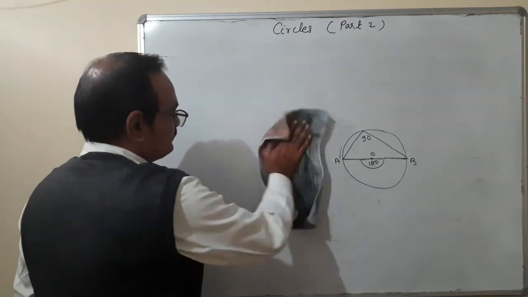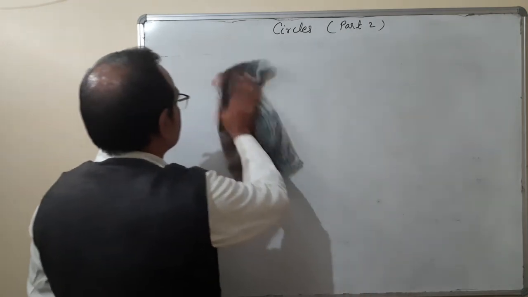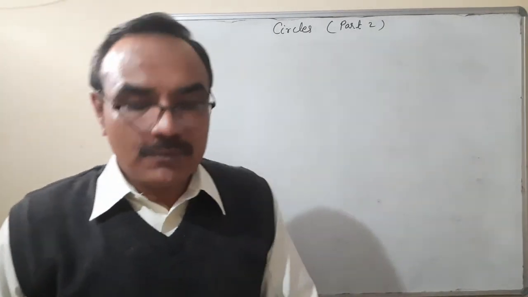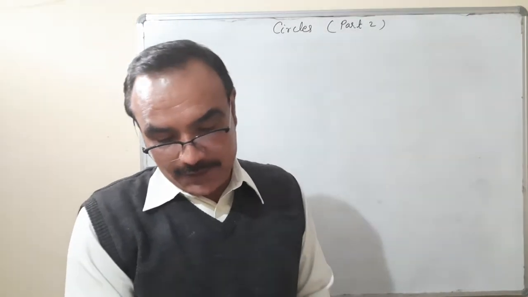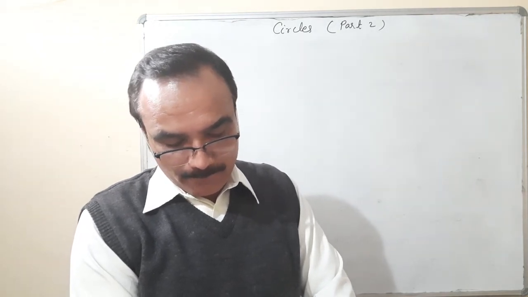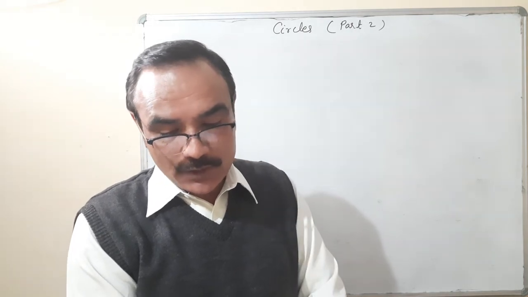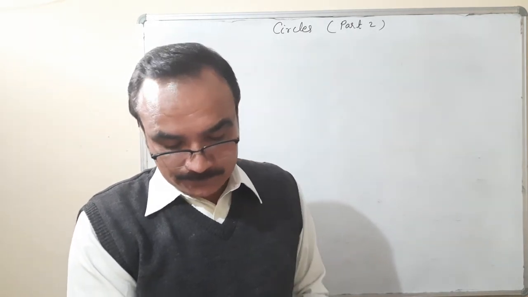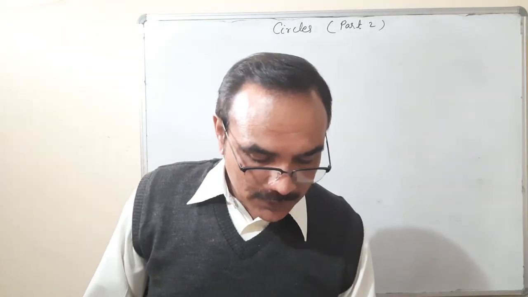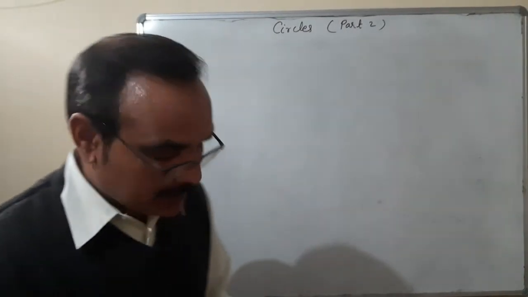Next one is, sum of either pair of opposite angles of a cyclic quadrilateral is 180 degree. Theorem 10.10 is also one theorem. Let me explain what it is. If a line segment joining 2 points subtends equal angles at the 2 points, this is the statement of this theorem.